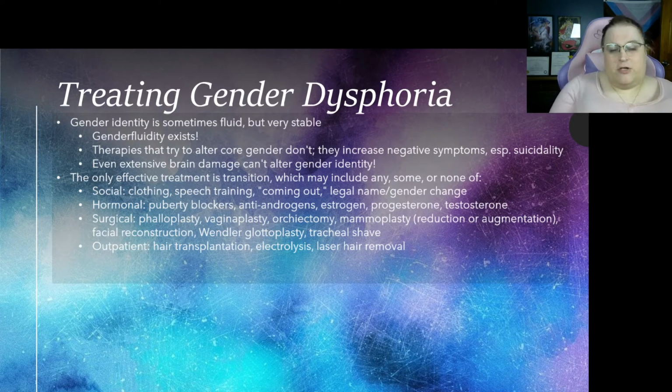Anyway, common surgical treatments involved in transition include phalloplasty, which is the conversion of genital tissue into a penis, vaginoplasty, which is the conversion of genital tissue into a vagina, orchiectomy, which is removal of the testes. This has the additional effect of negating the need for taking anti-androgens, which is nice because their side effects, while not serious, are unpleasant. There's also two forms of what's called mammoplasty. Reduction mammoplasty is reduction in the size of the breasts or outright removal of the breasts. And augmentation mammoplasty is surgery to increase the size of the breasts.